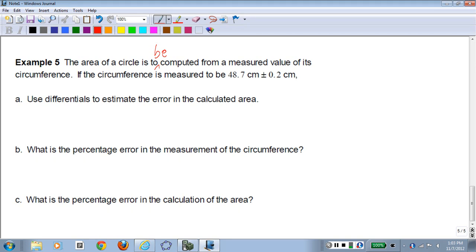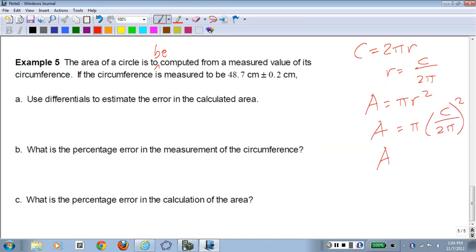It would help if we had a formula for the area of the circle in terms of its circumference. It's not too tough to come by, I think, because we can express the radius in terms of the circumference, right? Circumference equals 2 pi r. So r equals c over 2 pi. Area equals pi r squared. So area equals pi times c over 2 pi, quantity squared. So area equals pi times c squared over 4 pi squared. So area equals c squared over 4 pi.